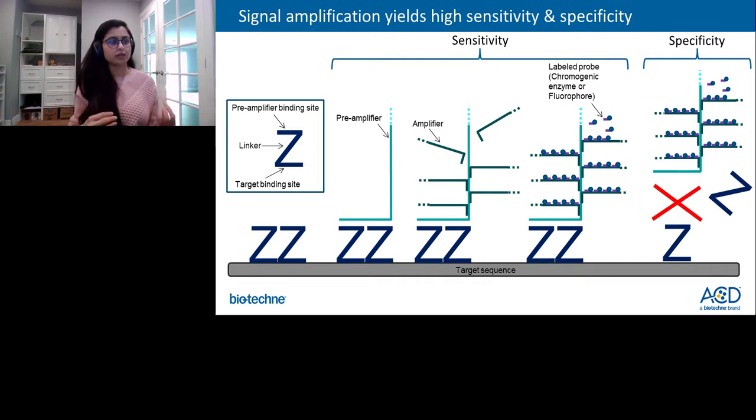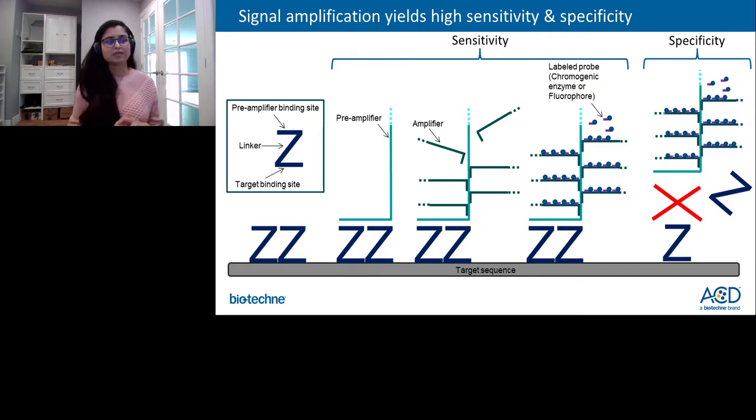As you can see on the screen, our probe is depicted as a single Z molecule to mainly highlight the different regions of the probe. The target binding region of the probe, which is the bottom part of the Z, binds on to your target transcript of interest. The preamplifier binding site, which is the top part of the Z, is where your amplification tree will form, and the linker region connects these two parts of the probe.